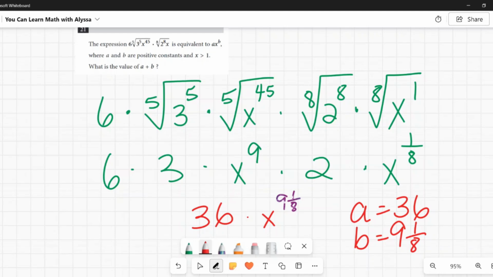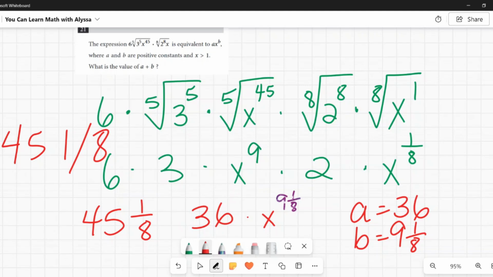And our final question is, what is the value of a plus b? So we need to add these together. We need to add 36 and 9 1/8. When we add those together, we get 45 and 1/8. But because this is a problem where we have to input the solution, we cannot enter it like this. You are not allowed to enter a solution like that because it looks like 45 times 1/8. You'll get it wrong. Don't do it.